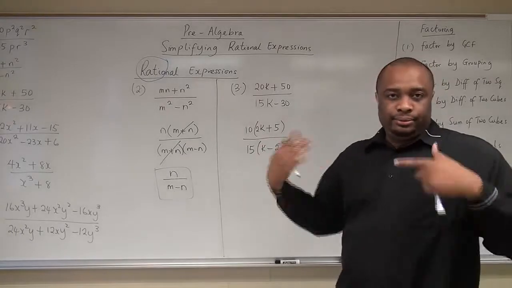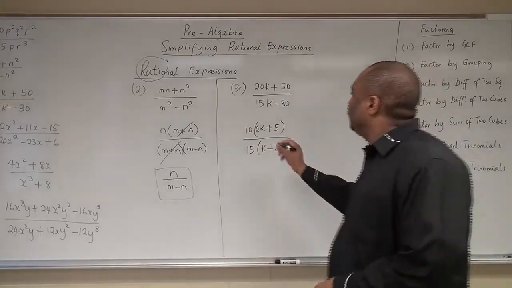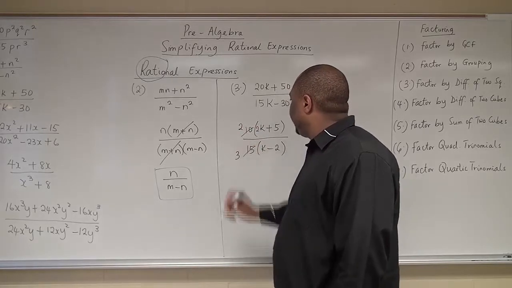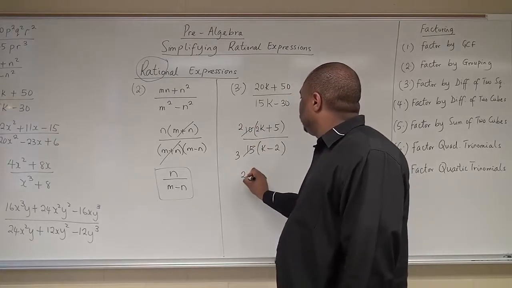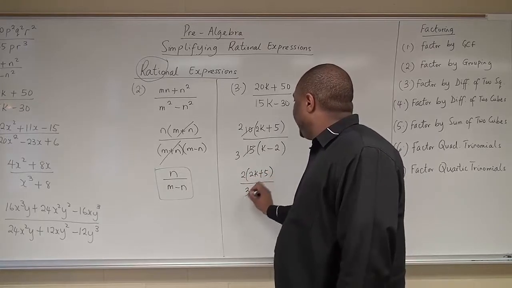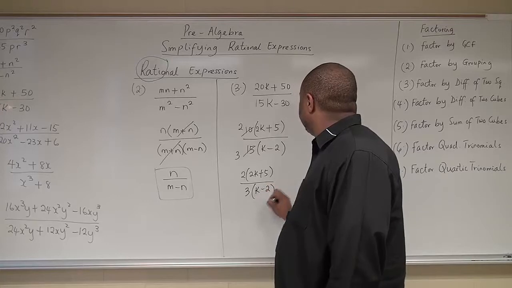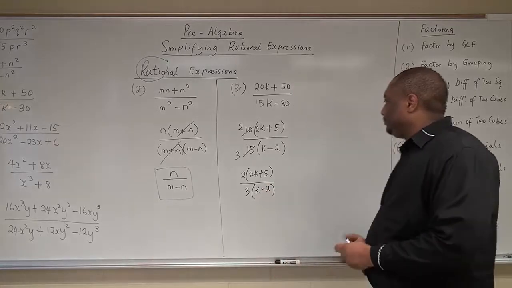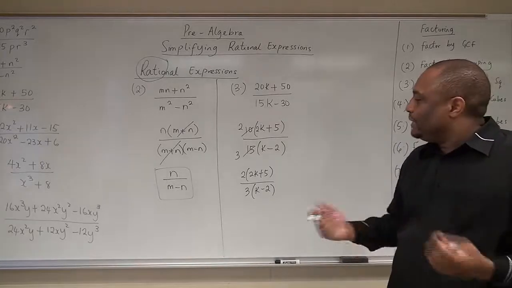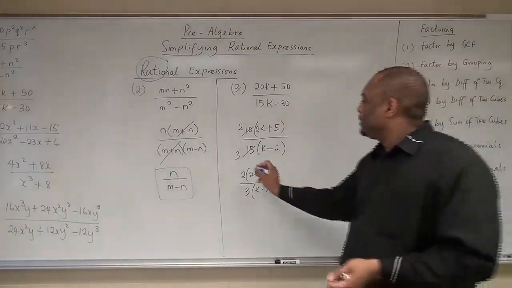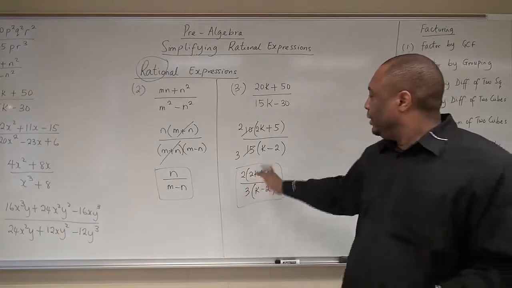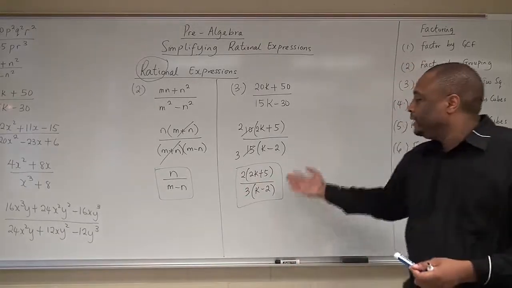Okay? 2k plus 5, then k minus 2. Now, we can divide. 5 going into 10 is 2. 5 divided into 15 is what? 3. So this becomes 2 times 2k plus 5 over 3 times k minus 2. Can you cancel anything more? You cannot. You cannot simplify further. So you leave your answer like this. Always leave your answer in factored form. This becomes your answer.